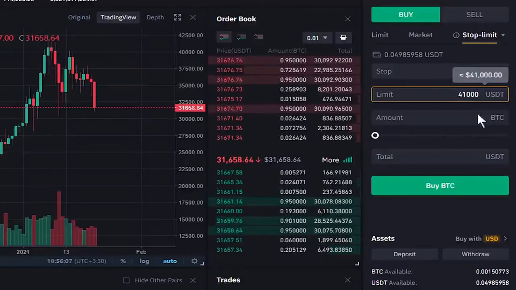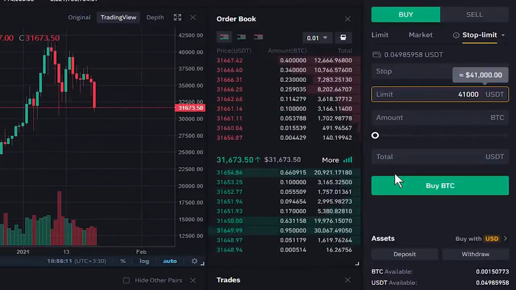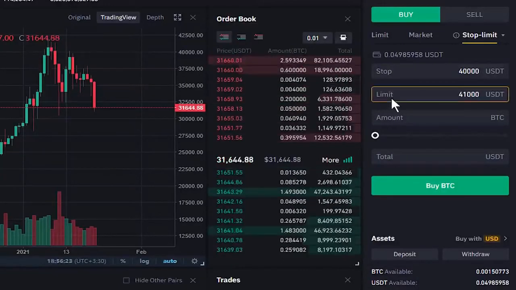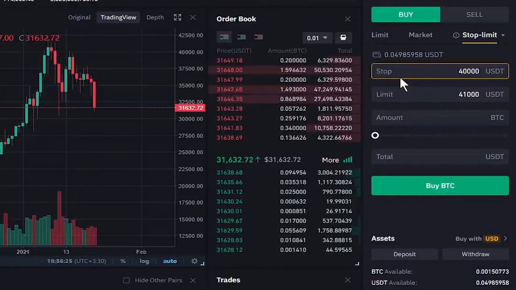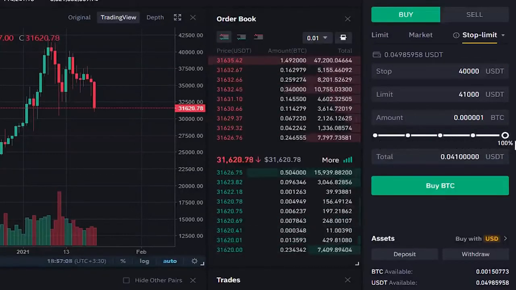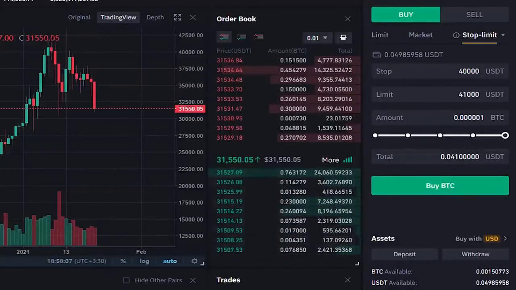So we can be sure when the market is sharply advancing, our order will be executed entirely. Pay attention that in stop limit buy order, we set the limit price a little higher than the stop price. And we set the amount, for example, 100% of our available Tether, and we click on buy BTC, and the order will be placed on the order book.